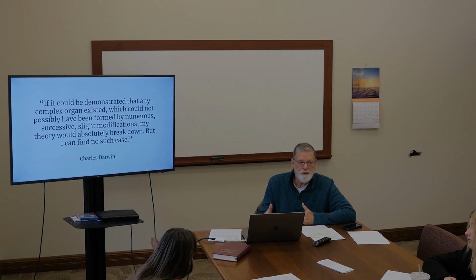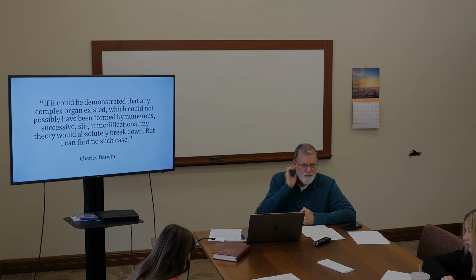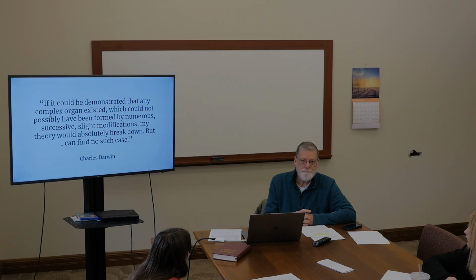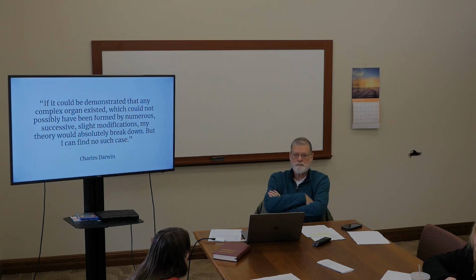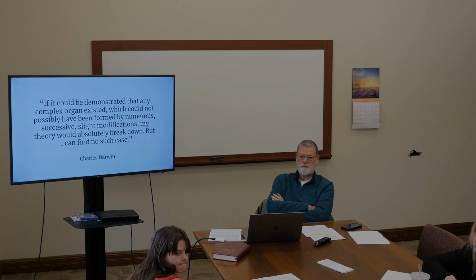That's exactly what this video was about. We go from a grasshopper to a katydid to this and this. I don't think they proved their point. Which could not possibly have been formed by numerous successive slight modifications, my theory would absolutely break down. And I think it has. So the dude at the end said that irreducible complexity doesn't even affect Darwinian evolution. He's going against what Darwin said himself. Yeah, that's my point. Okay.